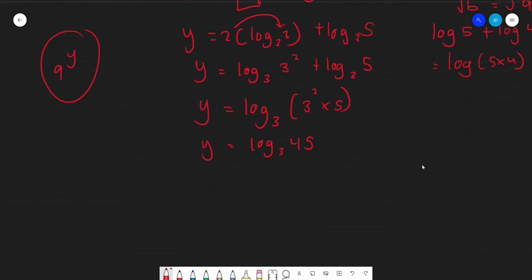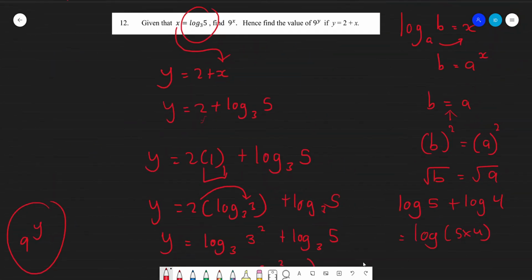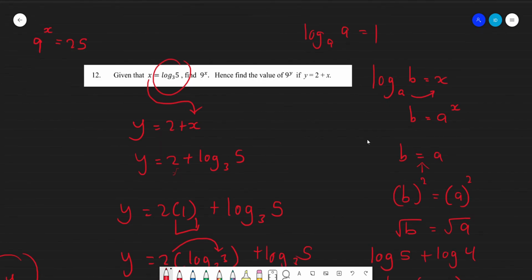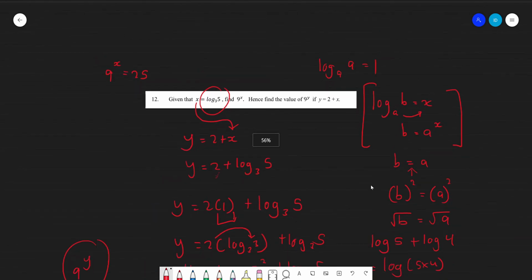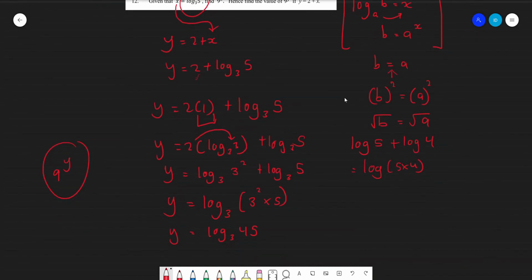So right now, can we find it? Yes, we can. Remember the first principle, not the one that I've shown you just now. You can apply it to this equation and eliminate the logarithm. Remember, the base goes here, and then y becomes the index while 3 is the base. So I'm going to write it down here: 45 is equal to 3 to the power of y.